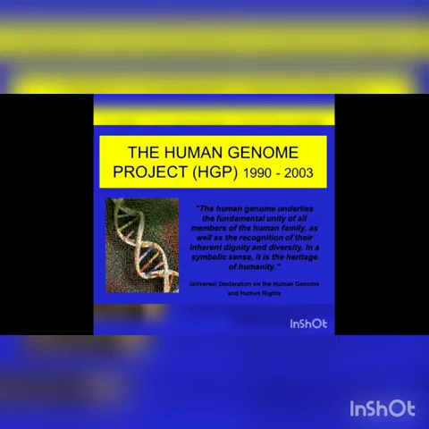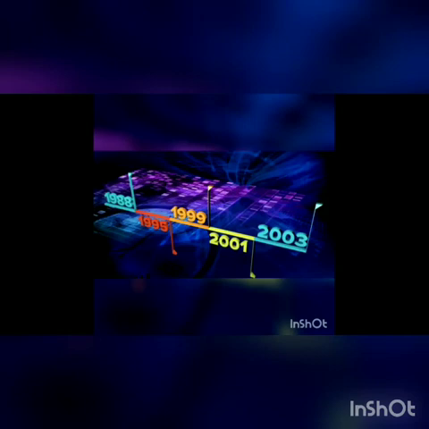Next we see what the Human Genome Project is. By taking a part of a gene, we can find out or examine the genetic abnormalities of an individual. The International Human Genome Project was launched in the year 1990. It was a mega project and took 13 years to complete.